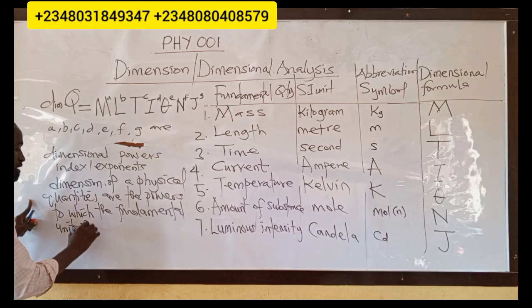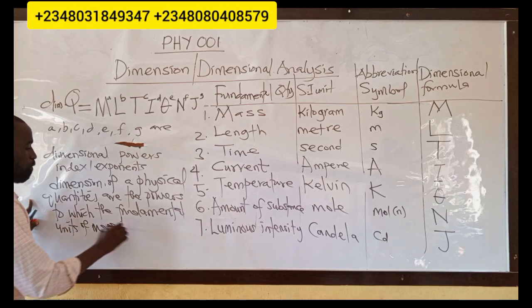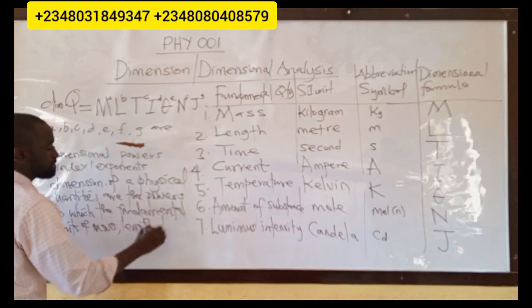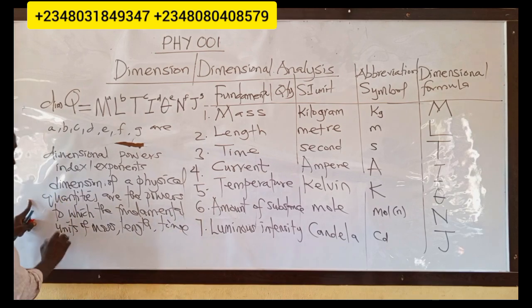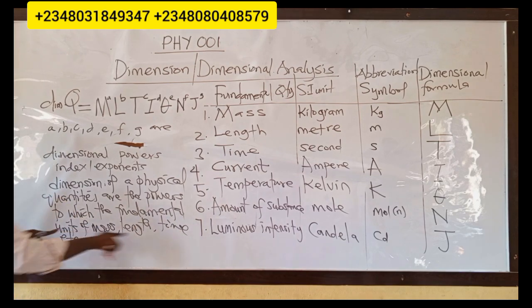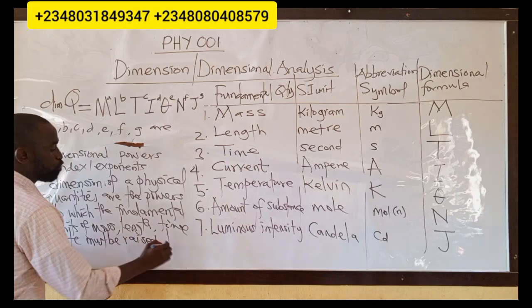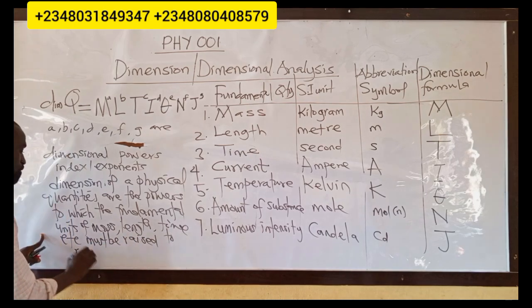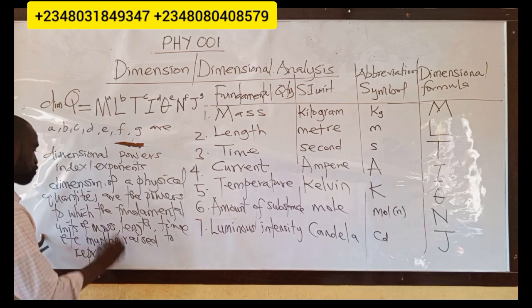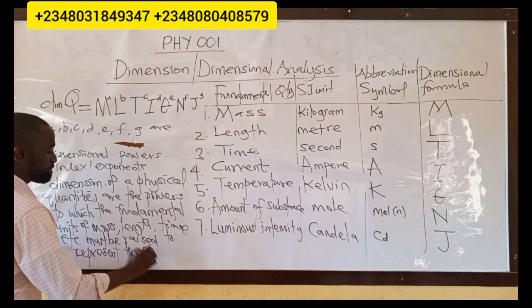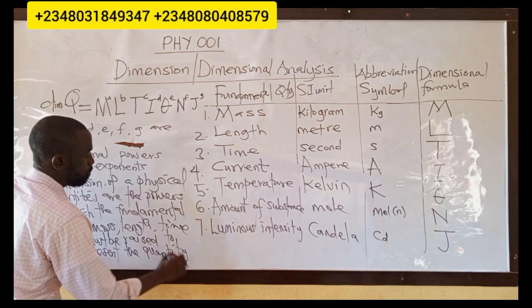of, e.g., we can have our mass, our length, our time, etc. Okay, the powers to which all these must be raised to represent the quantity. That's all. So this is what we call dimension.